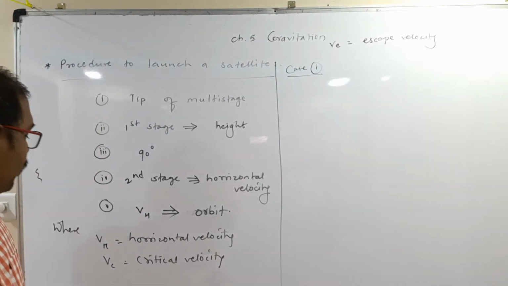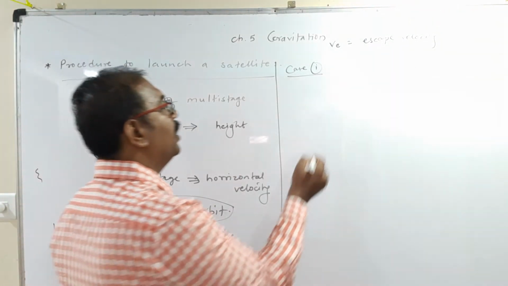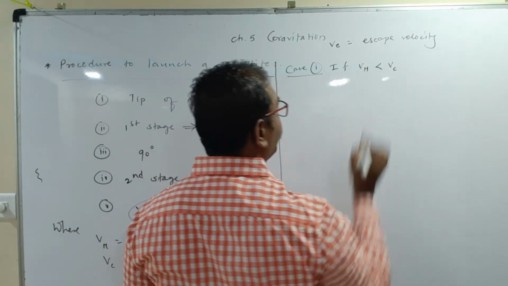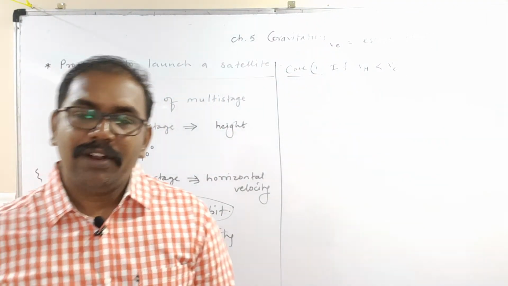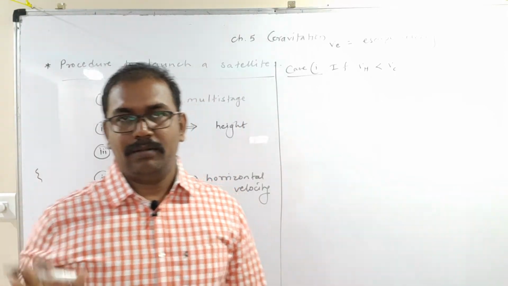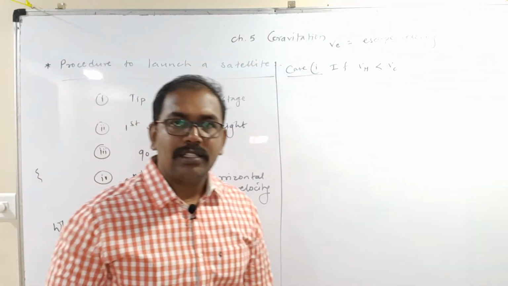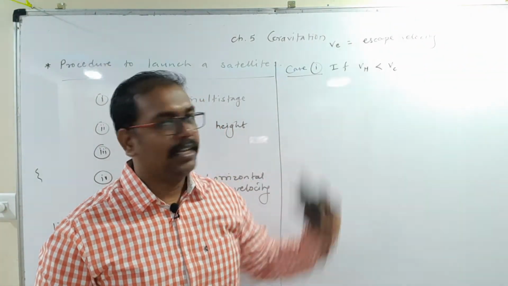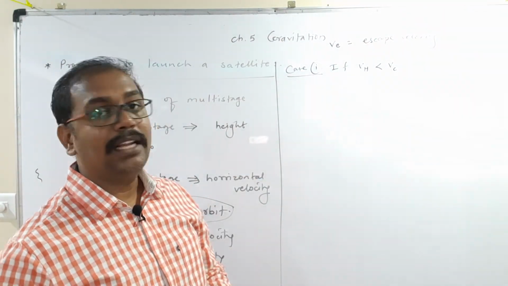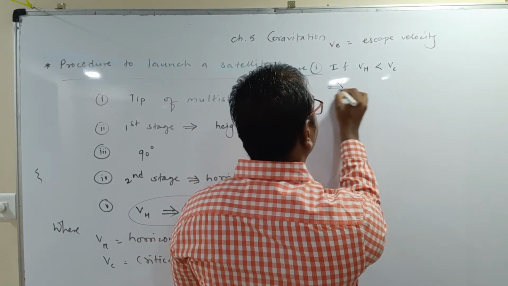Now the case number 1. Whatever horizontal velocity is given by the second stage rocket, if horizontal velocity is less than the critical velocity... Critical velocity means the velocity due to which a satellite revolves in a circular orbit. That velocity is the critical velocity. And if horizontal velocity is less than critical velocity, then the satellite follows an elliptical path.